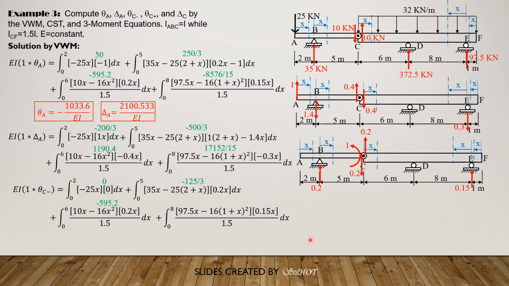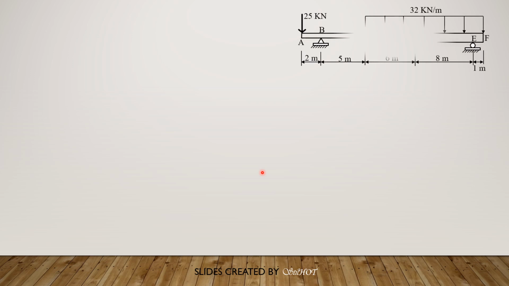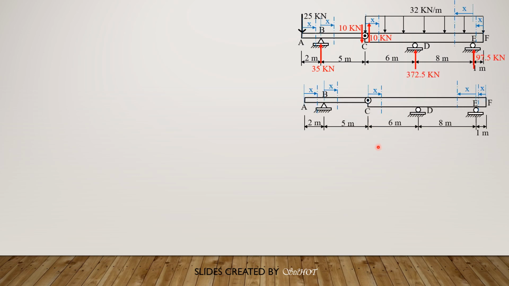Then next, we apply an upward unit load at C. So let's apply the unit load at C, which can be applied at the center of C, or it may be applied just to the right of C. I suggest it should be applied just to the right of C, so that the reaction at B will be 0.